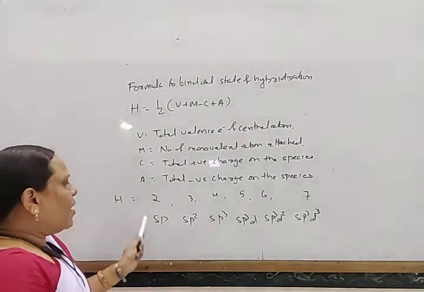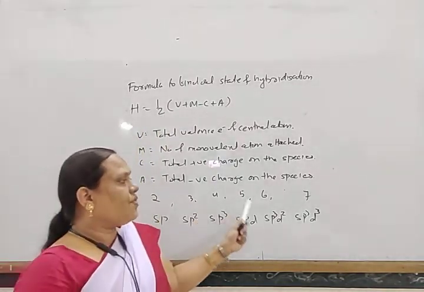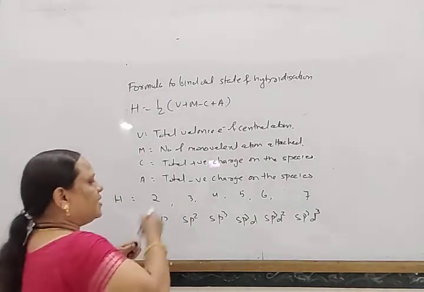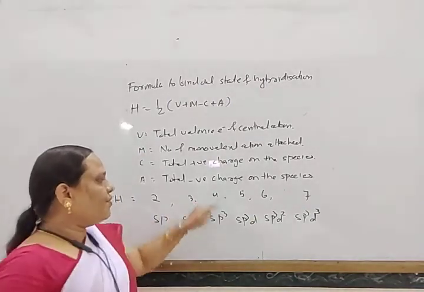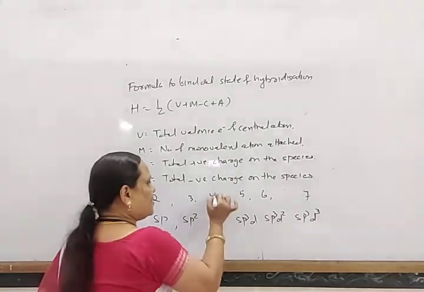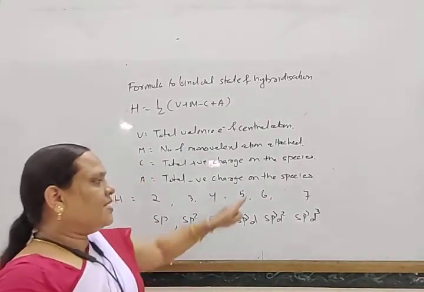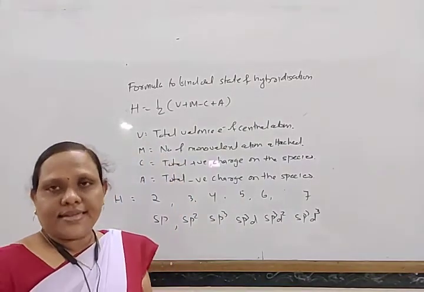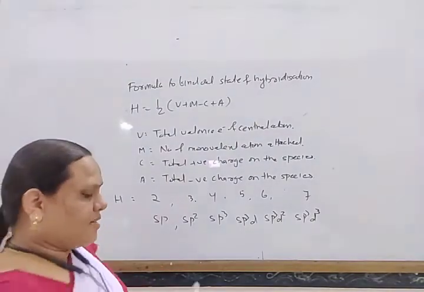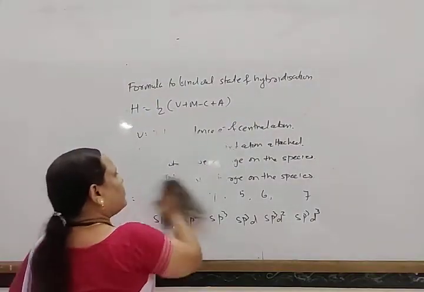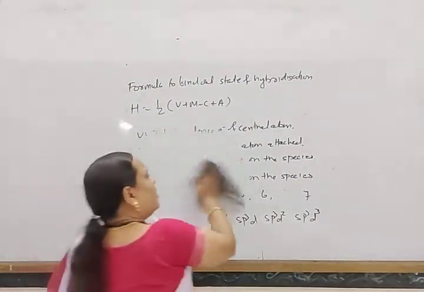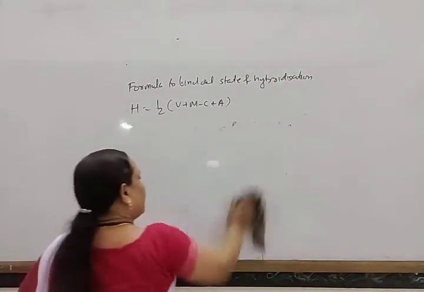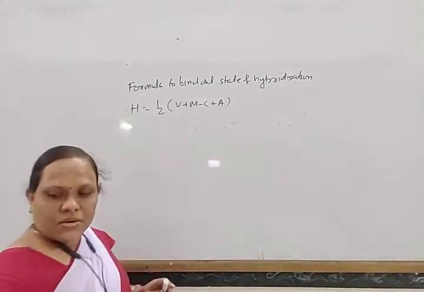If this value is found to be either 2, 3, 4, 5, 6 or 7: if 2, the hybridization is sp. If 3, the hybridization is sp2. If 4, the hybridization is sp3. If 5, sp3d. 6, then sp3d2. Then 7, sp3d3. Let us look at an example. Suppose, what is the state of hybridization of the nitrogen atom in the ammonium ion?